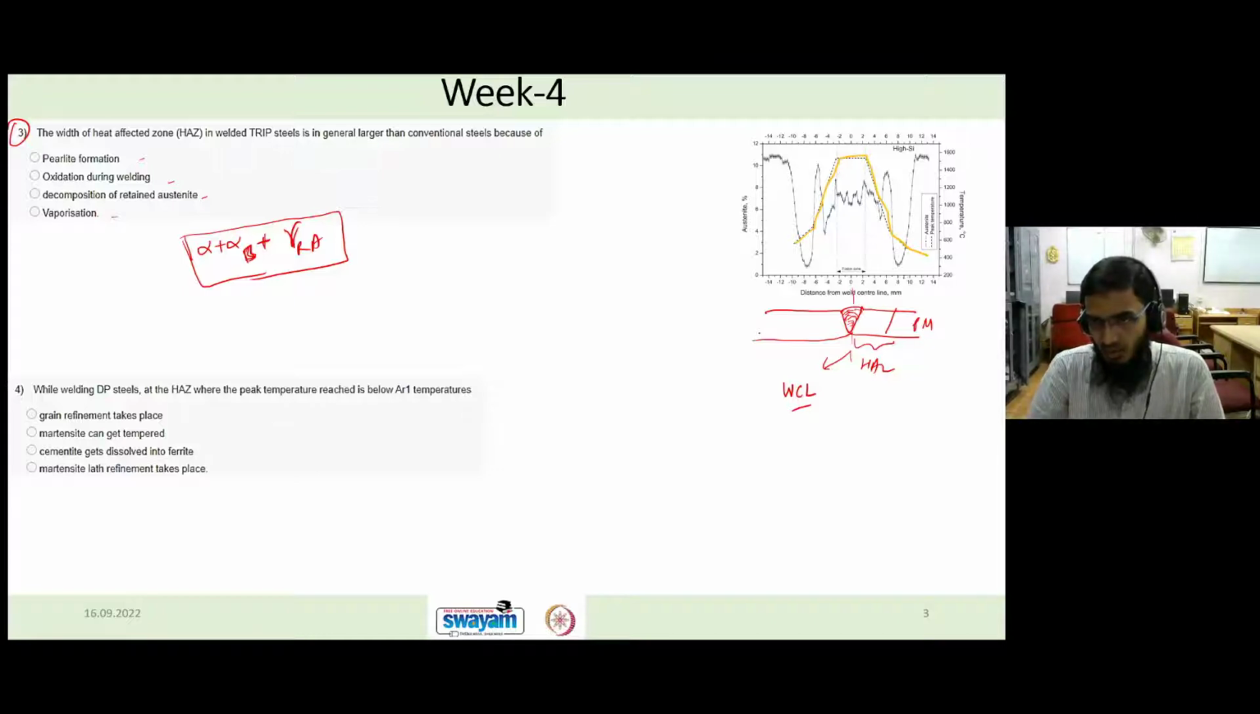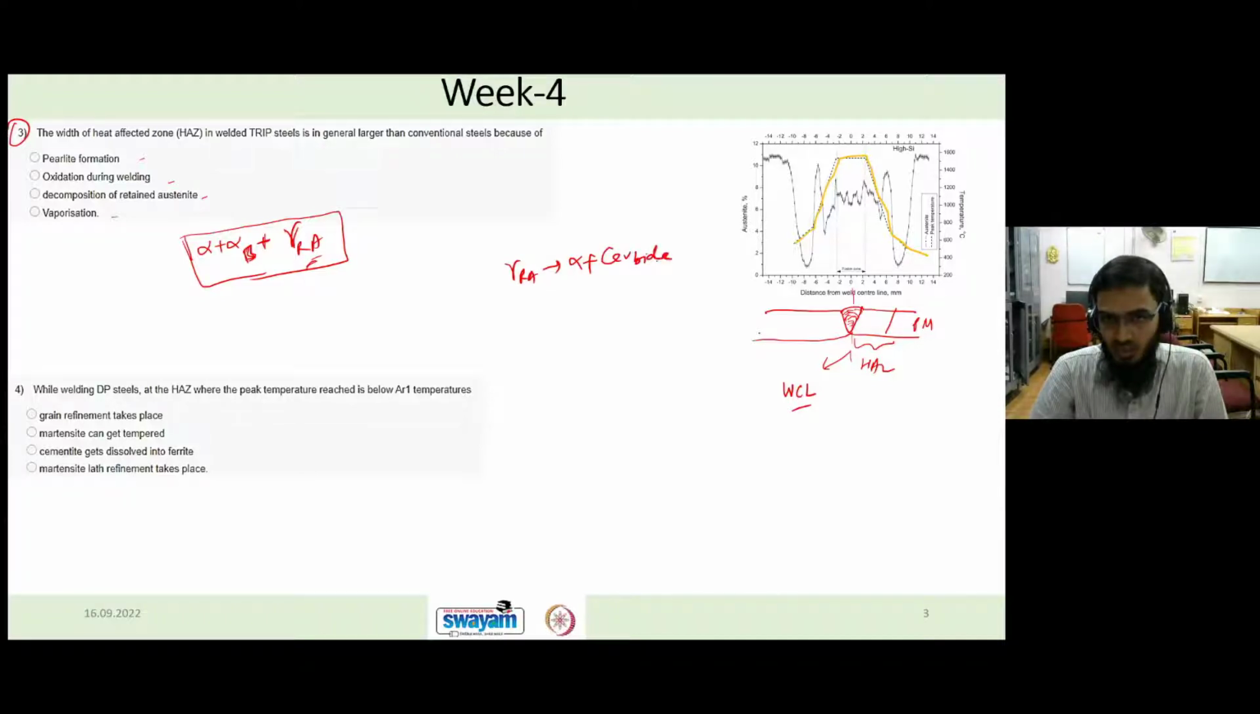And now coming to the phase fraction, that is percentage austenite, that is retained austenite. So let's say we are moving from the base metal towards the fusion zone. What happens is your amount of retained austenite decreases, and this decrease is basically due to the conversion of this retained austenite into ferrite plus carbides.